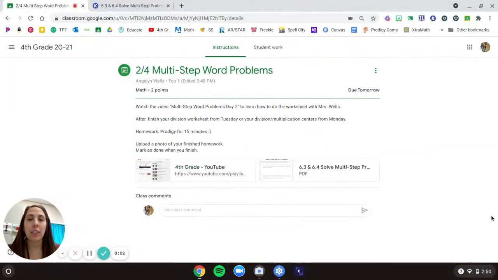Hello friends, we're doing a little bit more work with the multi-step word problems. So I'm going to do just one with you on the worksheet attached, and I want you to do the next two as practice, okay?